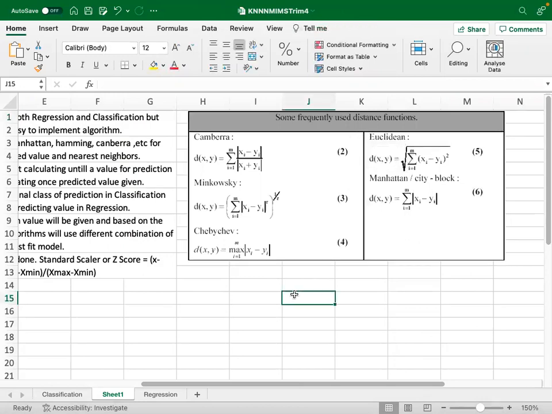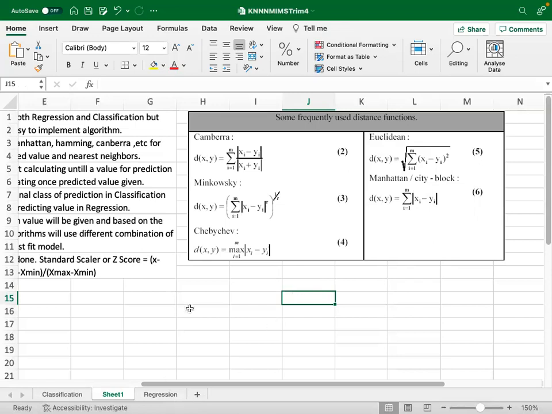Euclidean is the square root of sigma xi minus yi whole square, the distance between 2 points. Manhattan is the absolute of xi minus yi, sigma. Max of xi minus yi is Chebyshev. Sigma of the absolute of xi minus yi to the power of r, whole to the power of 1 by r, is Minkowski. And Canberra is the absolute of xi minus yi divided by xi plus yi.